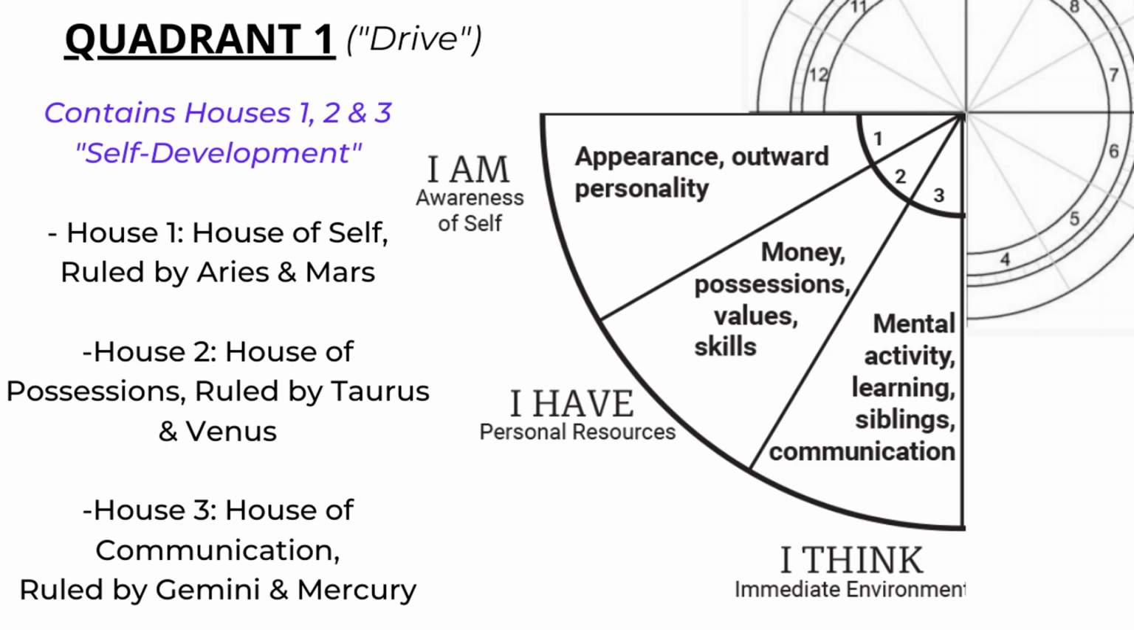It is because of these specific houses being in this quadrant that it is considered the drive and self-development quadrant. These are considered the most personal houses that reveal the most about us and our own identity apart from everybody else, like our interests, things we identify with, how we carry ourselves, express our personality, etc.